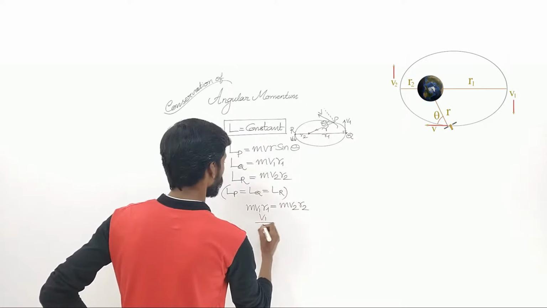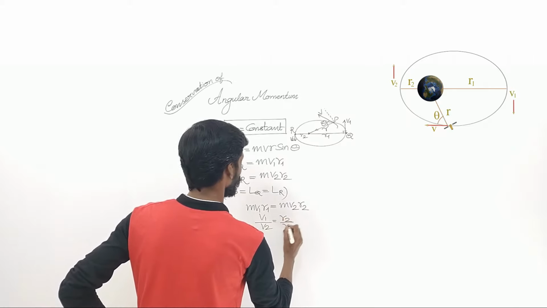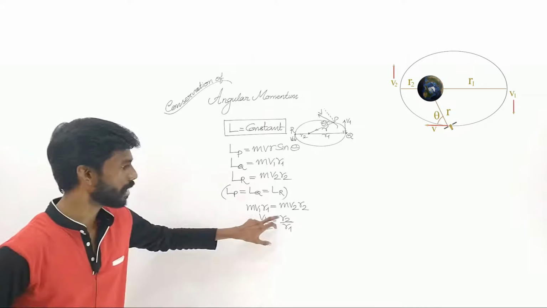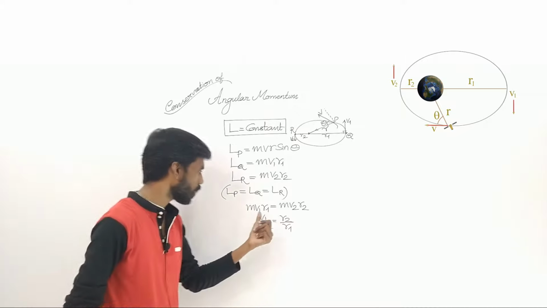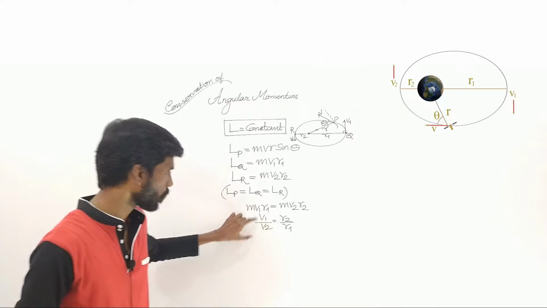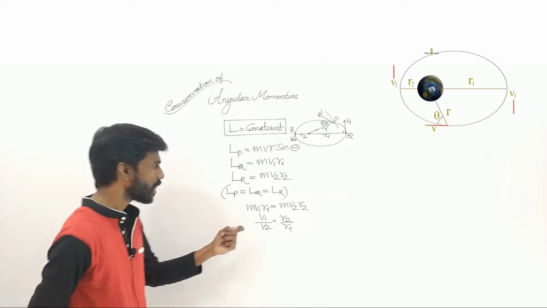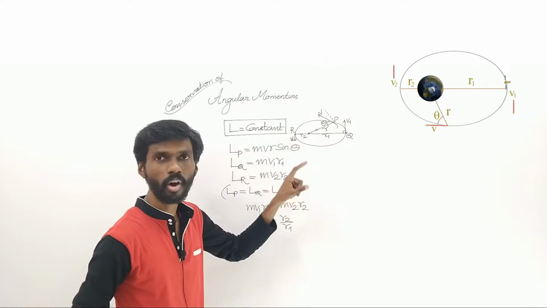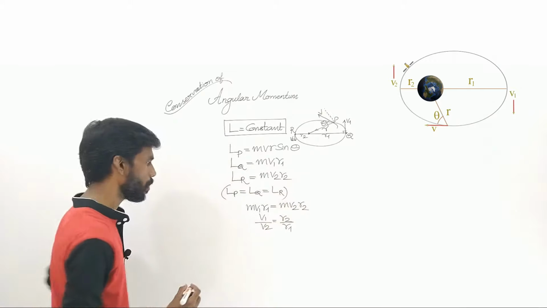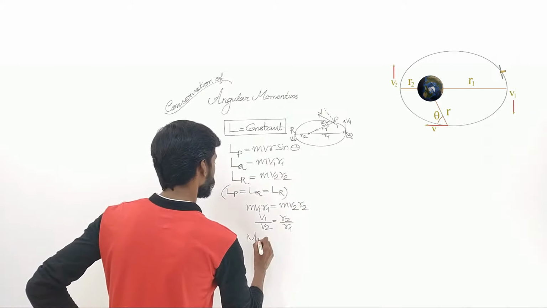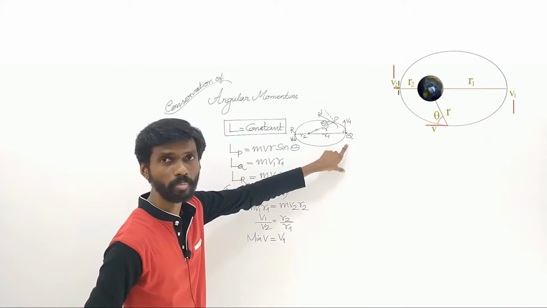So V1 divided by V2 is equal to R2 divided by R1. See, R2 here is the minimum distance. So that means V1 is the minimum speed. So the ratio of the velocities is inversely proportional to the ratio of the distances. That means the minimum speed on the orbit is at the right hand point. When the distance is more, the speed will be minimum. So V1 here is the minimum speed.